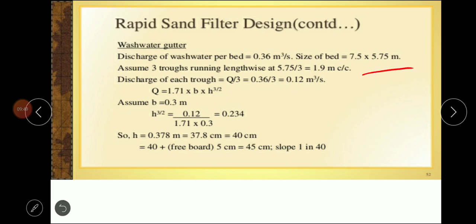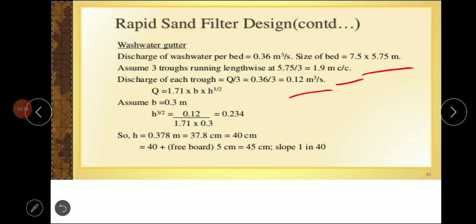Assume 3 troughs running lengthwise at 5.75 divided by 3, is equal to 1.9 meter center to center. Now discharge of each trough is equal to Q by 3. The Q is 0.36 divided by 3, the number of troughs, is equal to 0.12 meter cube per second.